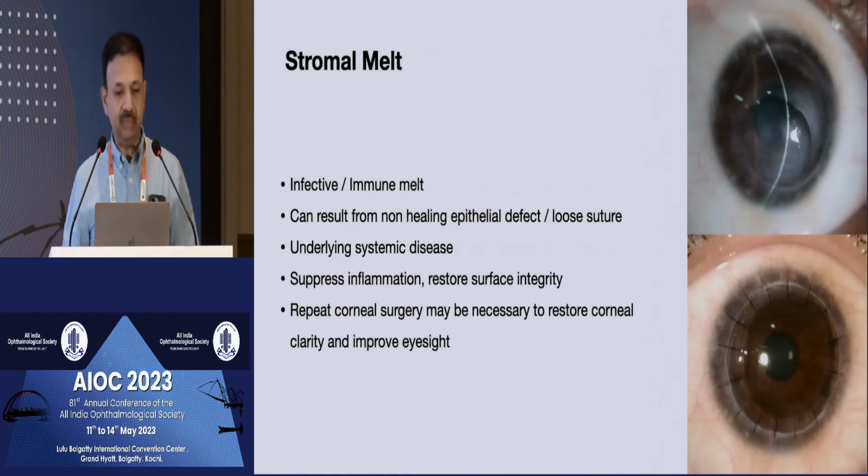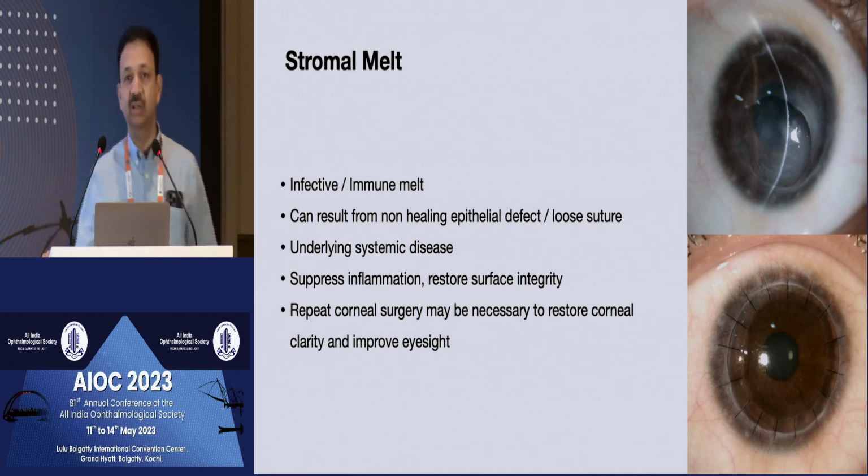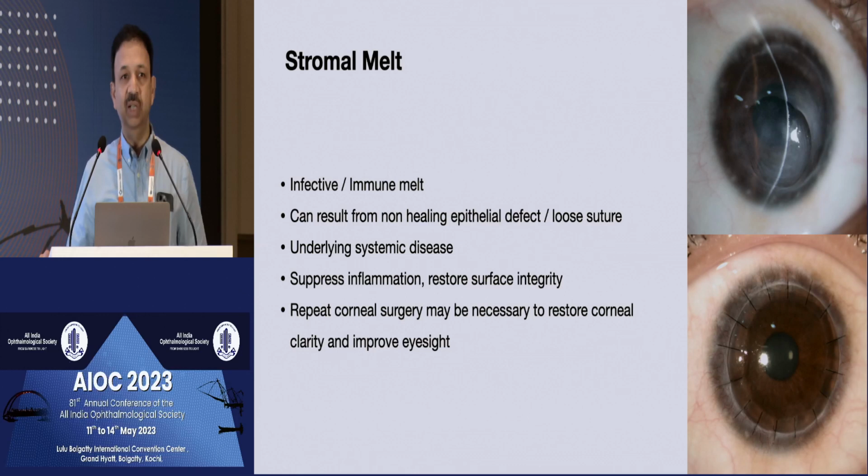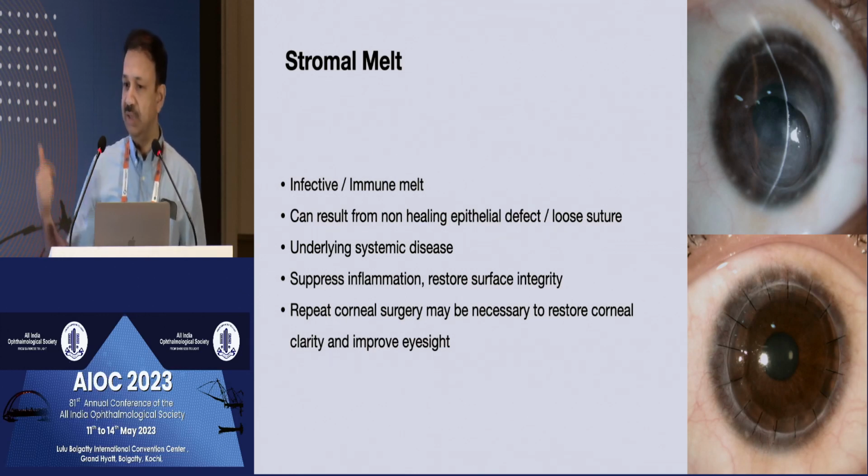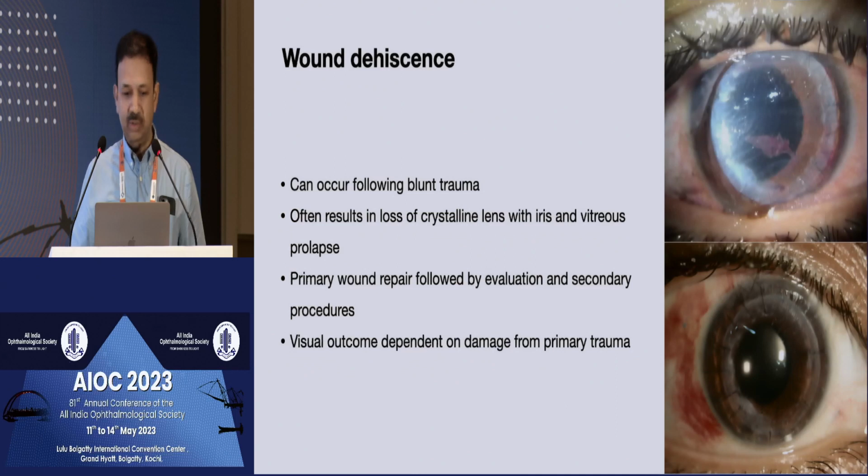You can also get stromal melt from any of the earlier indications that we said, like a non-healing epithelial defect, loose sutures, or the primary condition for which the patient was being treated because of underlying systemic disease. So it's important that you suppress the inflammation, restore the integrity first, get the surface to heal, treat the systemic condition, then you can go back and address the corneal graft. Like this patient underwent a DALK, had a melt, and then we treated, and then finally underwent a repeat DALK and sorted out.